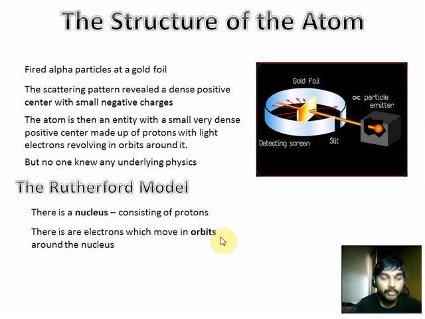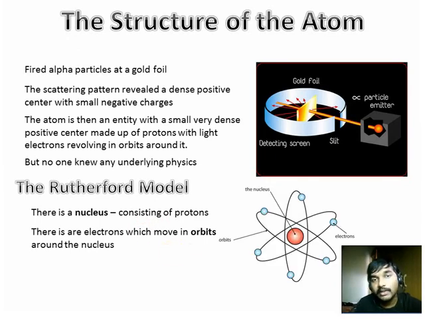So the Rutherford model was very simple. The Rutherford model basically said that there's a nucleus which consists of protons. The neutron was not discovered in 1911. It was discovered much later, in 1932. So the neutron was to come 21 years later, and Rutherford did not know about it. So he said the nucleus is made completely out of protons, and there are electrons which move around in orbits. So this is more or less the atomic model: you have the nucleus and the electrons moving around it.